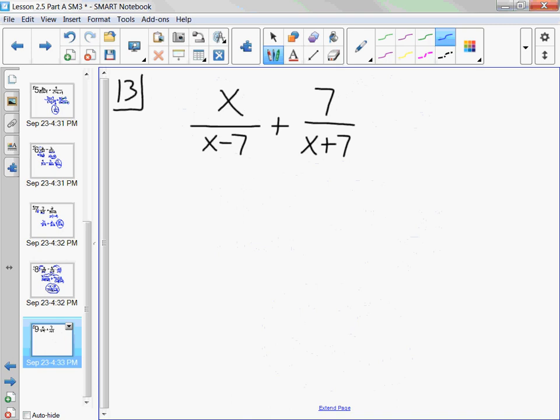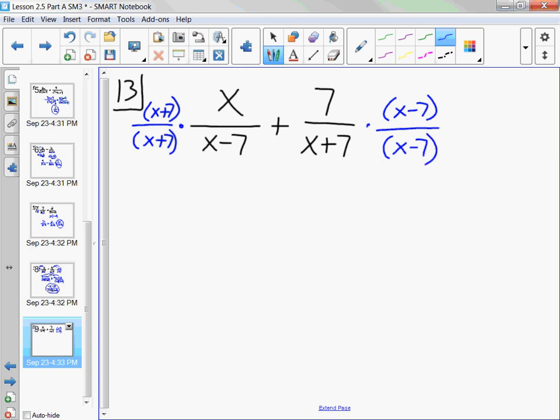Okay, number 13, last one I'm going to do, and then the rest is homework. Notice I have an x minus 7 and an x plus 7 for my denominators. Well, they're not the same. And they're factored already, and there's no common factors, so I've got to multiply the left side by x plus 7 over x plus 7, and the right side by x minus 7 over x minus 7.